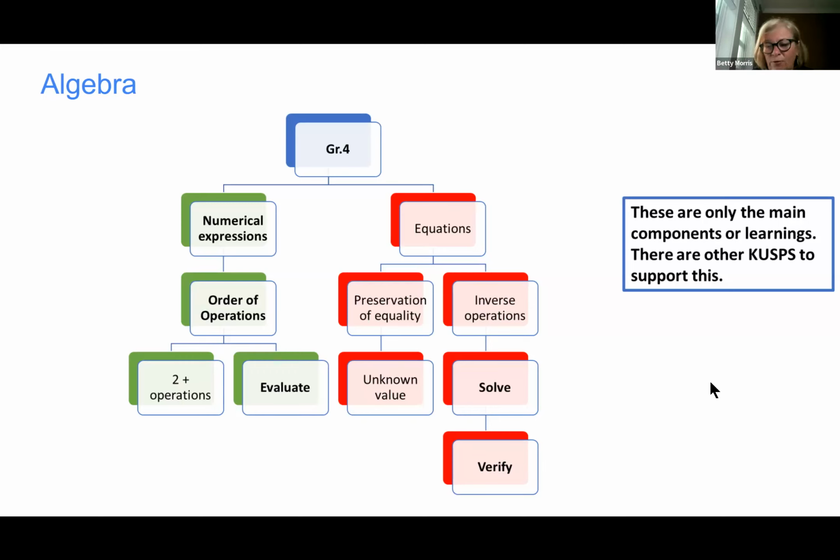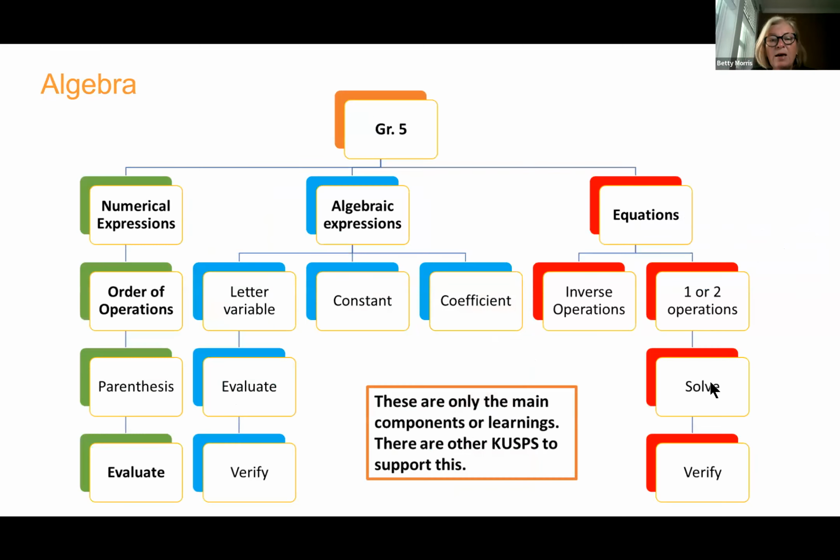In grade 5, oh, I don't know why it's not moving. In grade 5, you can see it's a little bit more in depth. Again, these are only the main components. There are other CUSPs to support it, but you can see that pattern that's happening here. So on the left, we have the numerical expressions, which we're going to talk about today. Parentheses are introduced, and they're going to evaluate. So you can see that there are some very much commonalities. Then grade 5 gets into algebraic expressions.